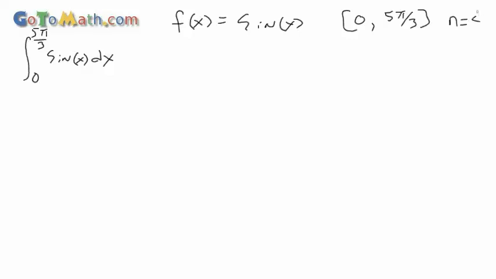Now we're going to be using the trapezoidal rule, like it said. And do we remember what that is? Now I'm not going to go through all the details like I did in the previous one on how to do the trapezoid rule. First off, we'll state that f of x is sine x, and we're on the interval between 0 and 5 pi thirds, and it said that the number of subintervals is going to be 4.